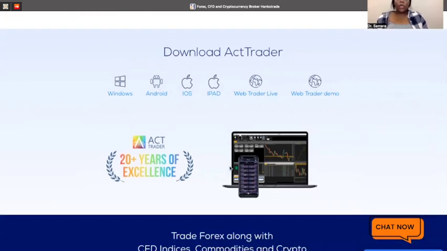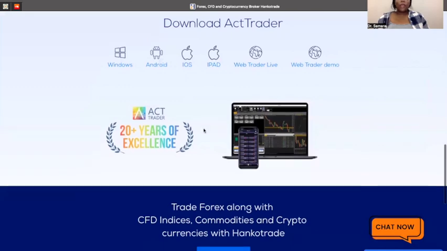And also a good sign is that this platform itself has been around for 20-plus years. They mentioned that it's been excellent for the most part. So knowing that this platform has this much experience and years put in, that literally calms my heart, and it makes me excited and relieved that I can still use Hankotrade.